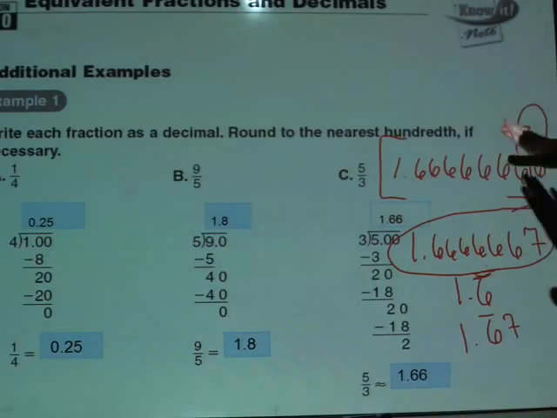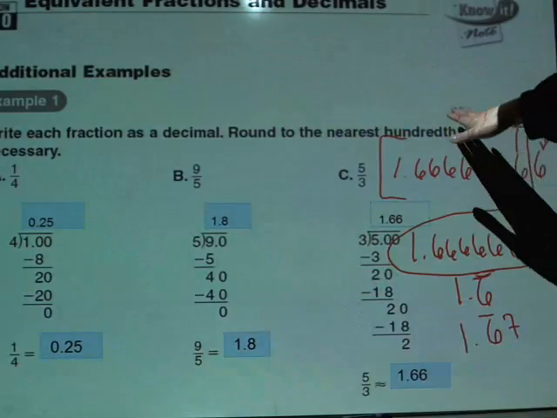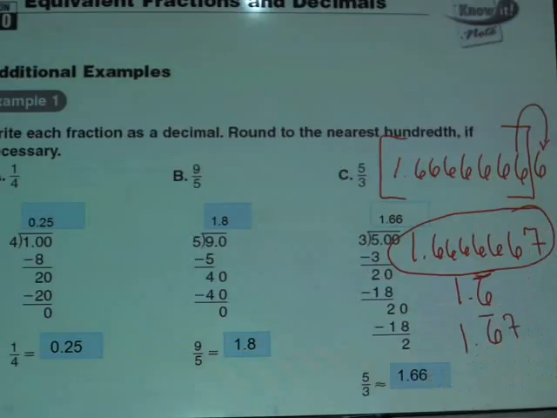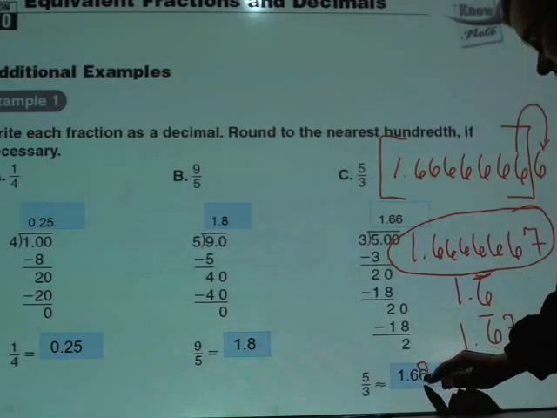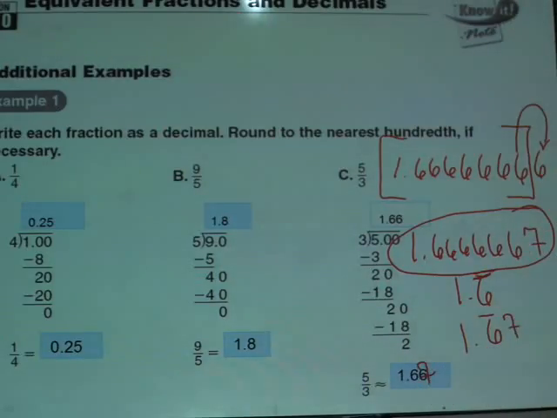Now, the directions here say round to the nearest hundredth. So that's exactly what they're going to do here. And this should actually say 1.67. Right, rounding to the nearest hundredth. Okay? So, fraction to a decimal, really easy. Divide. Top number divided by bottom number, and call it good.